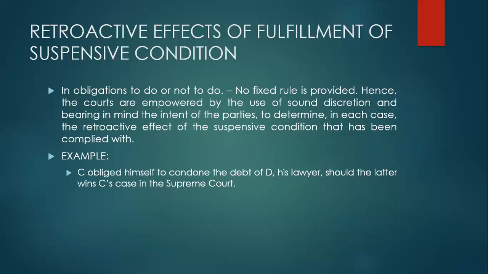For example, C obliged himself to condone the debt of D, his lawyer, should the latter win C's case in the Supreme Court. In the given example, the condition here is if D wins C's case in the Supreme Court. And the obligation involved here is an obligation to do. C obliges himself to condone the debt of D.